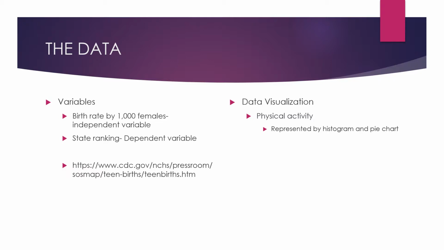Next up is some of the data. The variables in mine were the birth rate by 1,000 females, which is the independent variable because we obviously can't change that. It is what it is. And then the state rankings were the dependent variables because that was decided based on the independent variable. I chose to visualize all of this data by a histogram and a pie chart because I think pie charts are kind of cool.